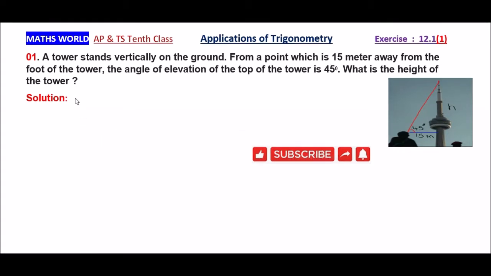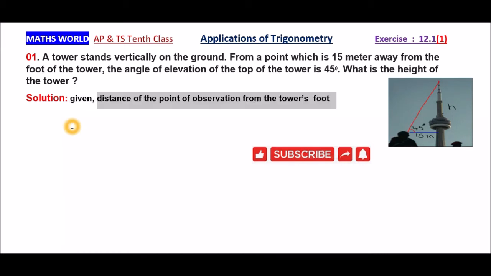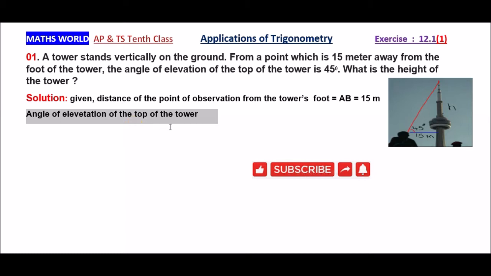So right here, what is given? Given the distance of the point of observation. This is the point of observation. He is seeing the top of the tower. The distance of the point of observation from the tower's foot is equal to 15 meters. Let it be AB. This is AB. AB is 15 meters.